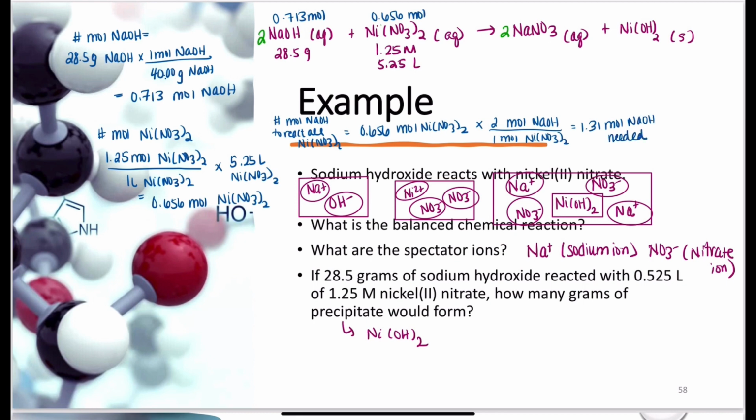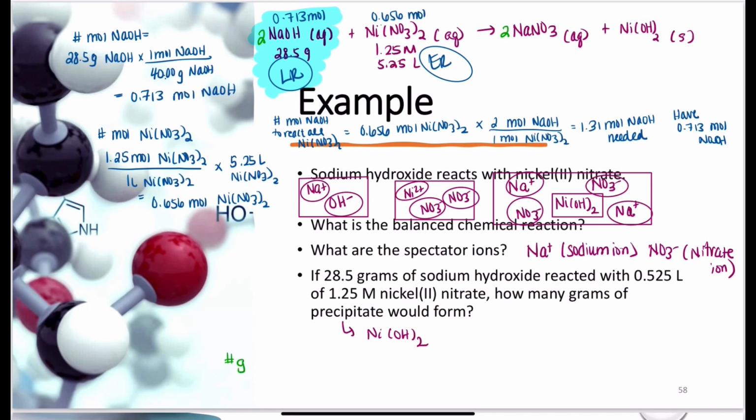I say, do I have enough? I have 0.713 moles of NaOH. So no, I don't have enough, which means this is my limiting reactant, and this is my excess reactant. So the limiting reactant is going to limit how much product I can actually make. I'm going to use that value to answer the question.